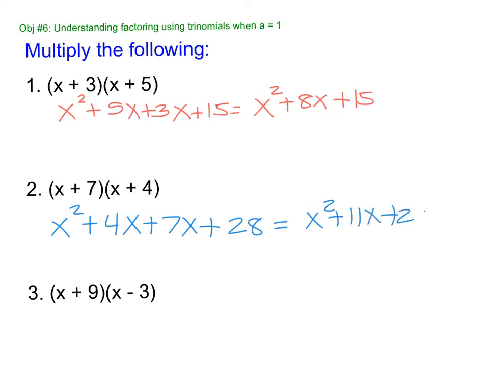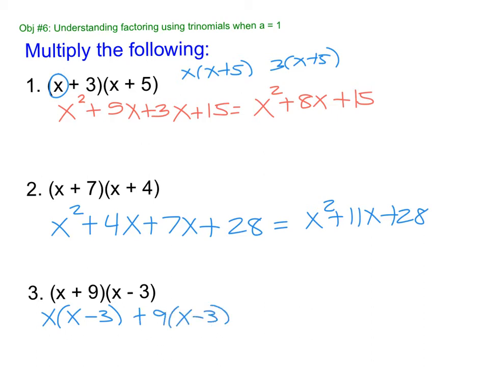plus 28. So remember, the way I taught this was we do the x first, x times the x plus 5, and then the 3 times the x plus 5. So that's how I taught this. So this one would be x times x minus 3, and then 9 times x minus 3, x squared minus 3x plus 9x minus 27, which gives us x squared plus 6x minus 27.